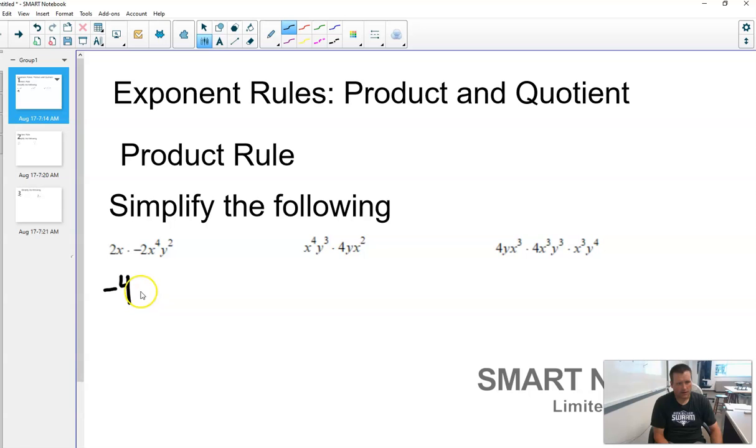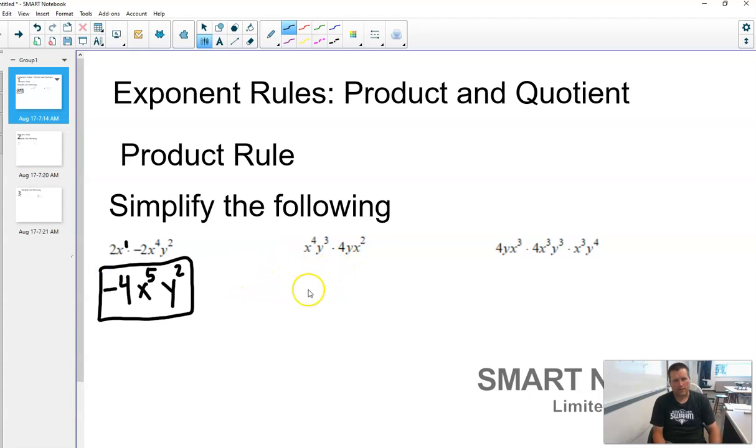And then I'm going to take my variables. I've got x and I have y. Because the product rule is multiplying, I have to add the exponents. So this is x to the first, x to the fourth, I add those, which puts x to the fifth here. And because I only have this y to the second, that is simplified all the way. Again, we're not solving anything, we're just simplifying it here.